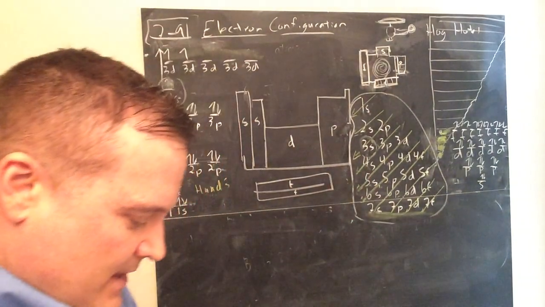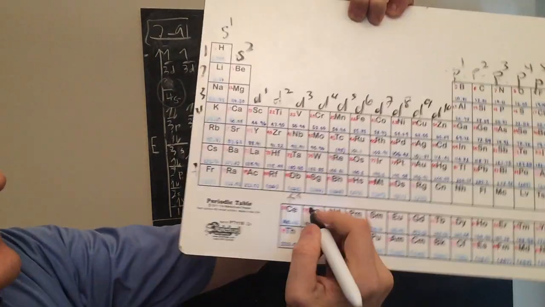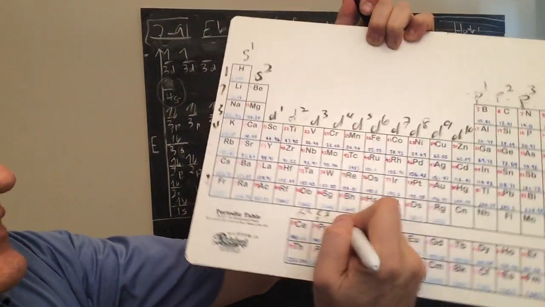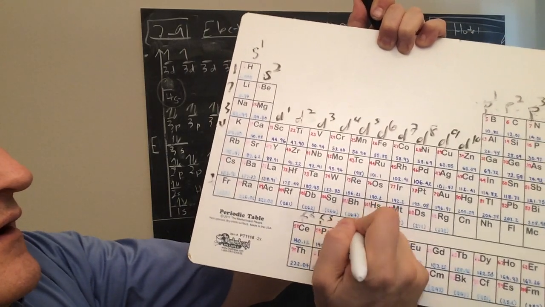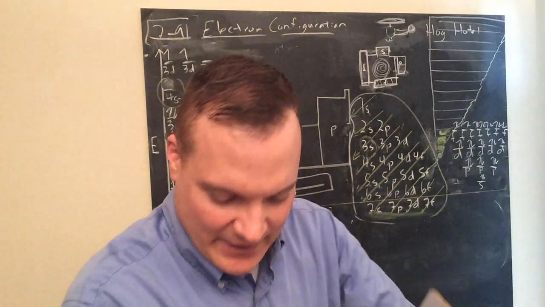So that tells you to count that as F2. F2, F3. F4, F2, 3, 4, 5, 6, and so forth, all along there.